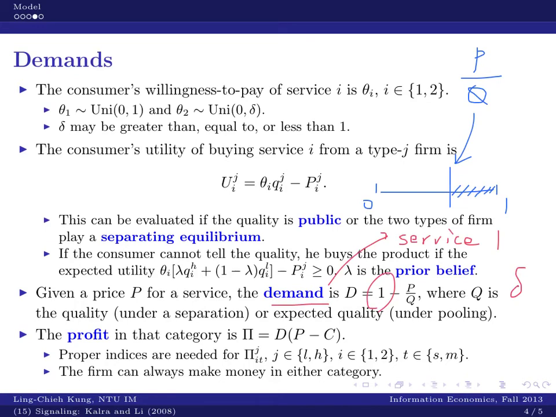And finally, with all of them, we can calculate the profit. The profit pi will be the demand times the profit margin, which is the price minus the cost. And under different situations, we may need different indexes, superscripts or subscripts. And for the firm, we assume that it can always make money in either category. So we are assuming that if the quality is observable, the firm can just make money in either category, especially in category 2, so that if there is a specialization, we may highlight the reason as signaling. Okay?